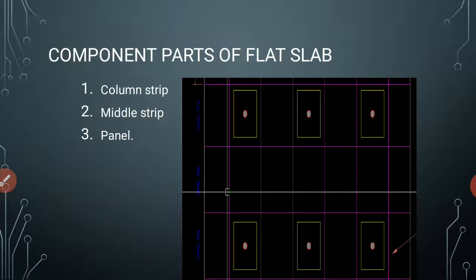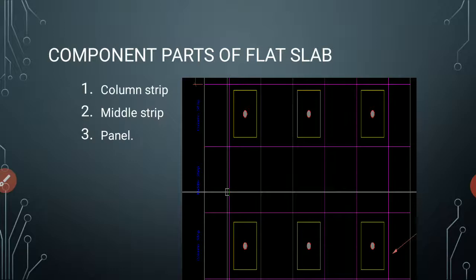in the IS code for the thickness requirement, for shear in the flat slab and for the bending moment distribution in the flat slab. So bending moment distribution in the flat slab plays the important role in the design of the flat slab. And for this design of the flat slab we have to use IS 456 2000.